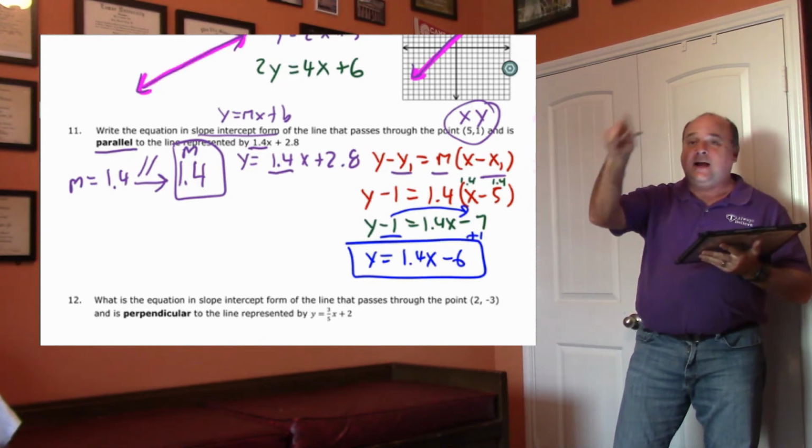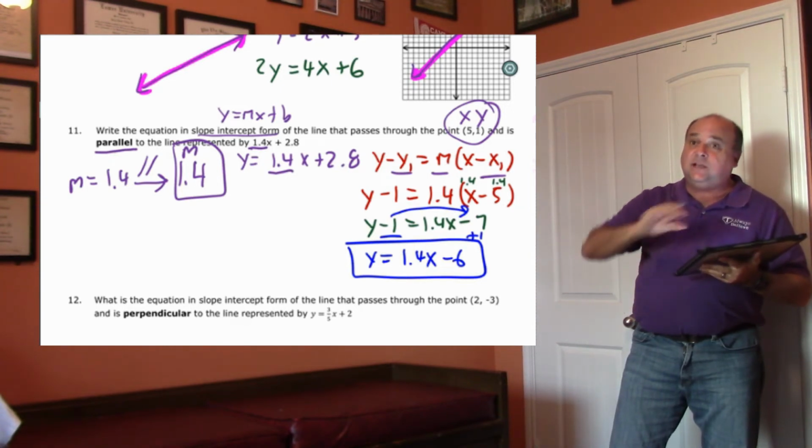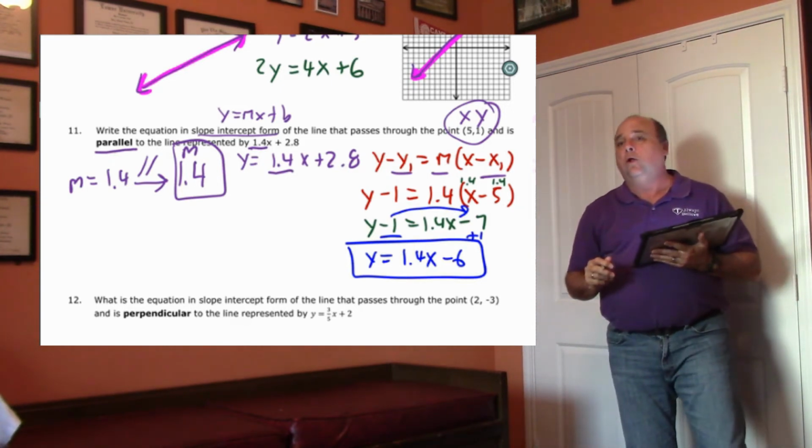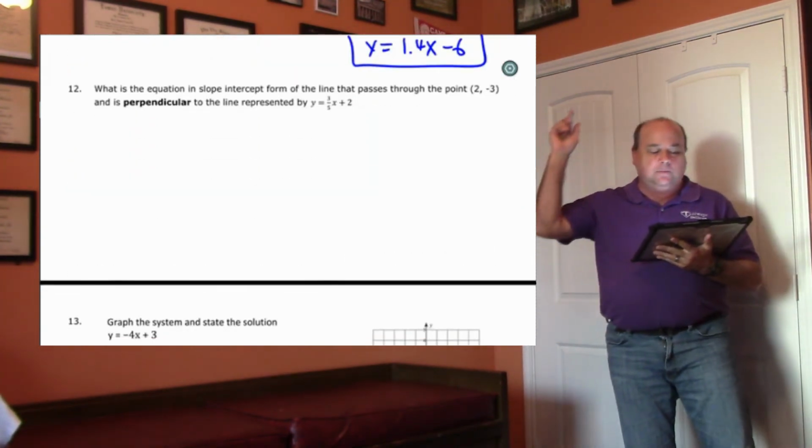Notice that the slope did not change, but the y-intercept went from 2 and 8/10 to negative 6, so the lines will be parallel. And they would have no solution if you were to graph the system.